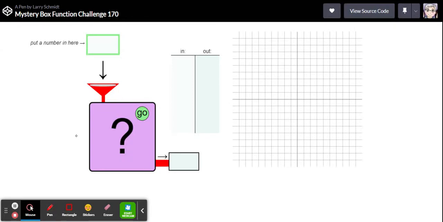In the purple mystery box there is some math and your challenge is to figure out what it is. You can use the link in the description, put in as many numbers as you like, and when you think you've got an idea, come on back and see if we get the same thing.